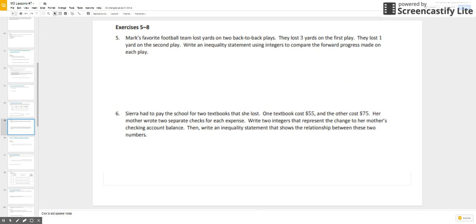So here it says Mark's favorite football team lost yardage in 2 back-to-back plays. They lost 3 yards on the first play, and they lost 1 yard on the second play. Write an inequality statement using integers to compare the following. Compare the forward progress made on each play.